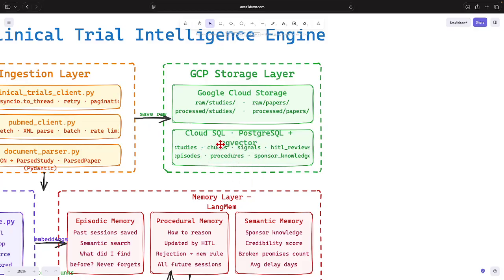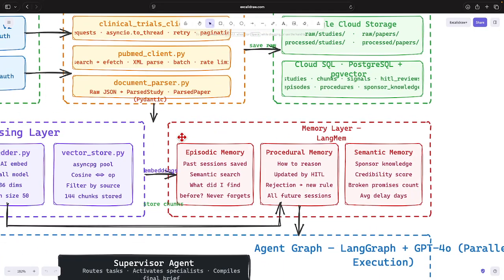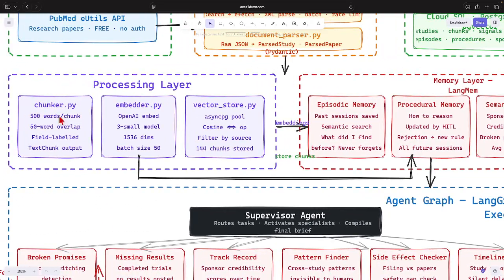If you see here, we're using PG vector, right? And it holds the clean structured data, as I said, vector embeddings and every signal the agent will ever produce. And this is where your memory lives permanently. Let us go down to the processing layer.